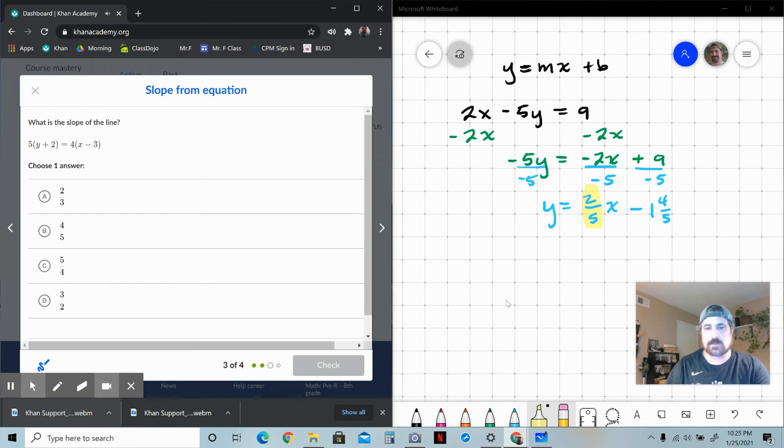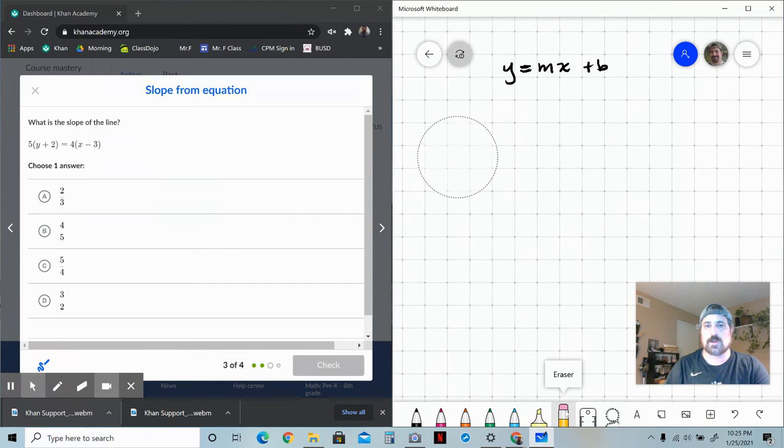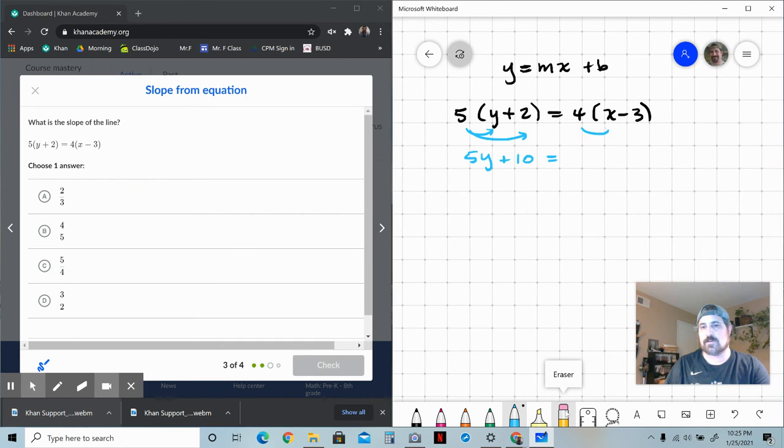All right, next question. We're going to go through and do this one. So once again, we're going to write down the equation and then solve for y to get it into y equals mx plus b. So 5 times the quantity of y plus 2 is equal to 4 times the quantity of x minus 3. First, I would distribute. So you've got 5 times y, which is 5y, 5 times 2, which is 10, is equal to 4 times x, which is 4x. Then 4 times negative 3, which is negative 12.